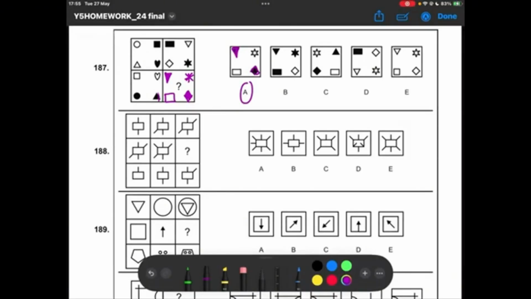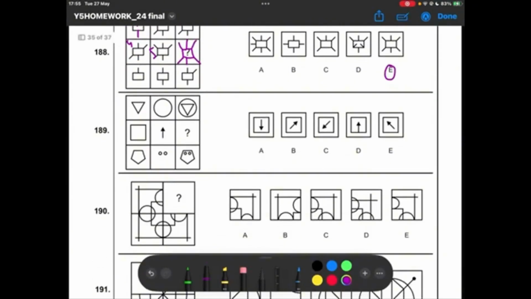Next question. So the number of lines is increasing by 1 from left to right. So here we got 1, 2, here 2, here we got 3, here we got 4, here we got 4, 5. So here we're going to have 6 lines. So let's draw the ones we've already got. So I'm assuming there's going to be one there. So the answer is E. Next question.